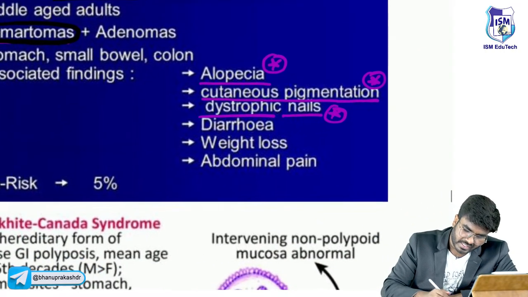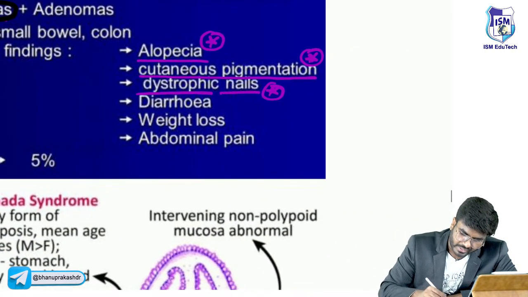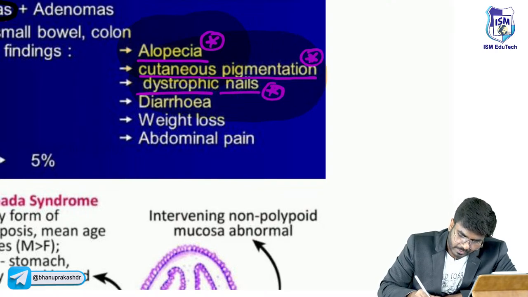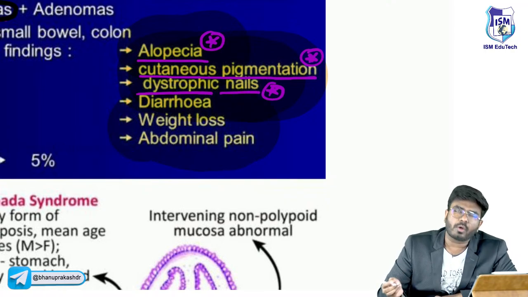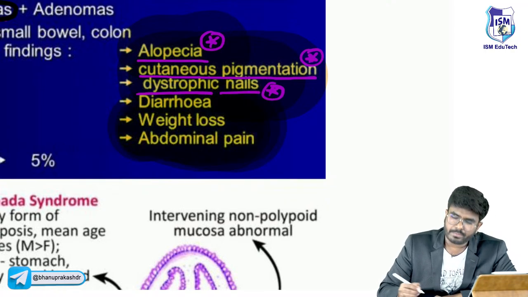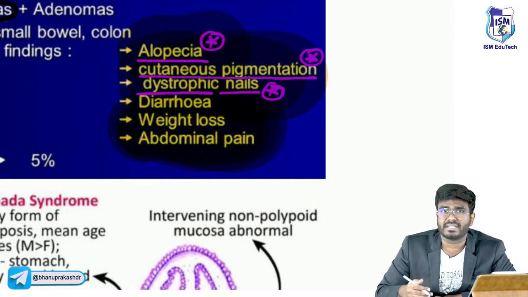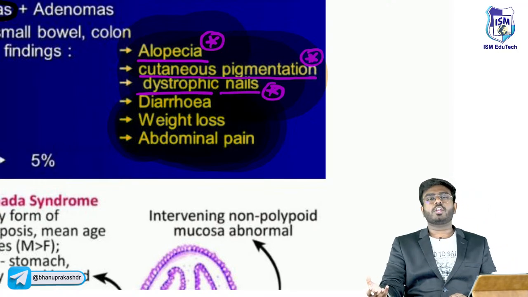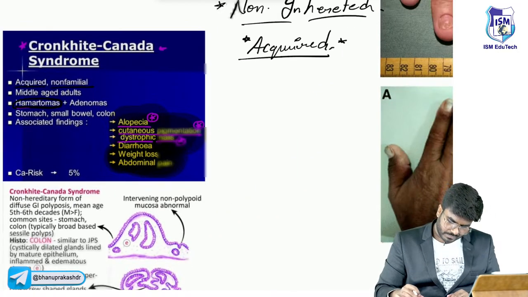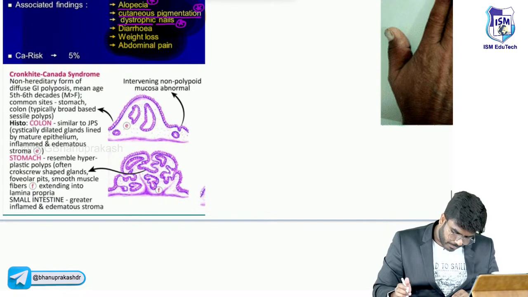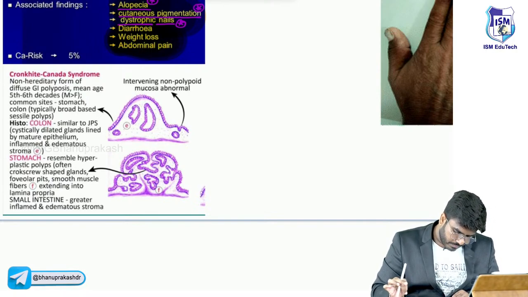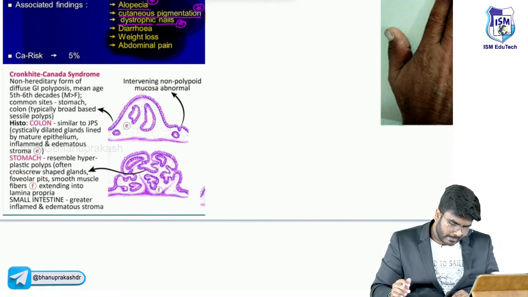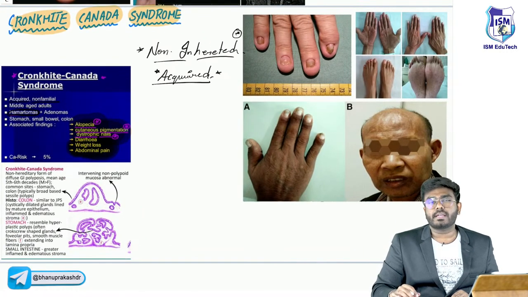What are the associated findings important for your exam? The associated findings are alopecia, cutaneous pigmentation, and dystrophy of the nails. Apart from that, diarrhea will be there, weight loss will be there, abdominal pain will be there because of the hamartomatous polyps and adenomas in the intestine. So these are some important points which I want you to know about Cronkhite-Canada syndrome. It's a non-inherited condition.